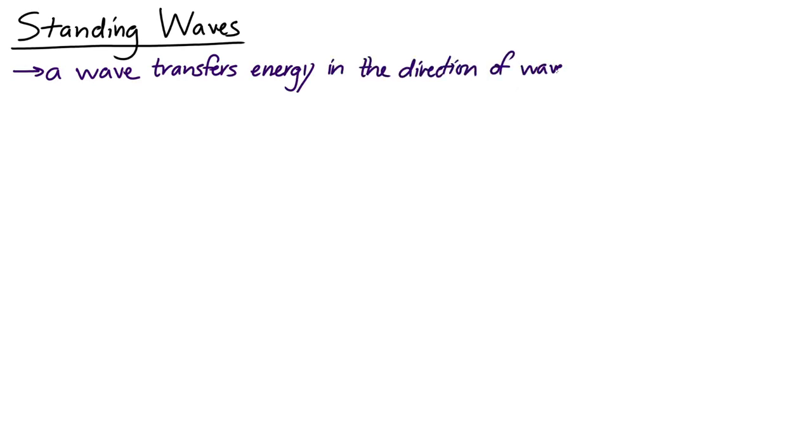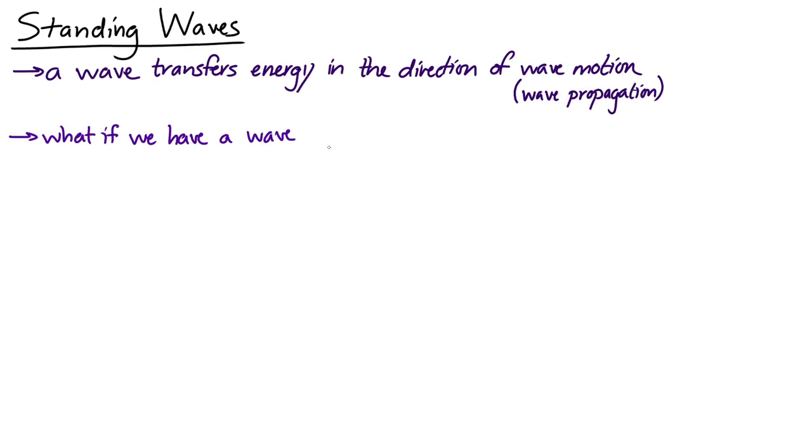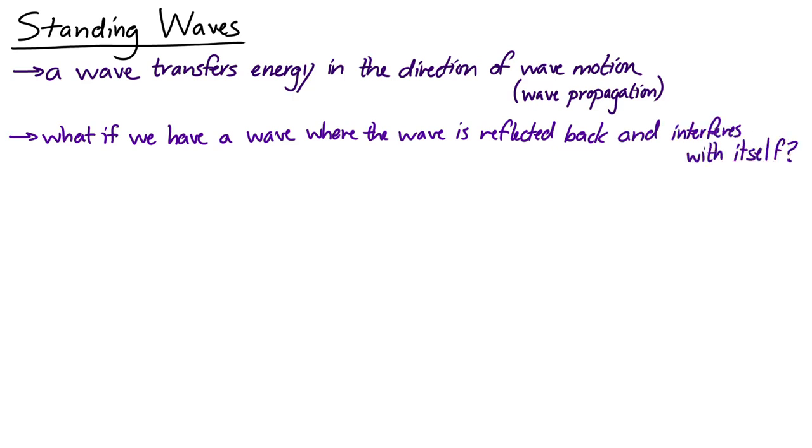Let's take a look at standing waves. Way back when we introduced waves, I said that a wave is something that transfers energy in the direction of wave motion or wave propagation. Well, what if we have a situation where the wave is reflected back and then interferes with itself? What would happen there? Let's draw a picture first before we think about it.